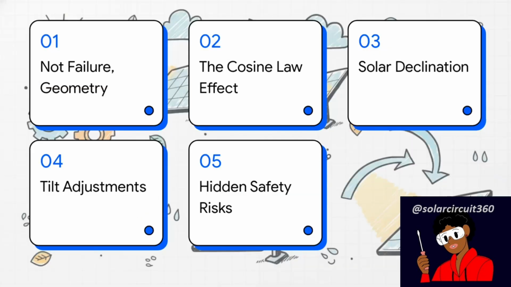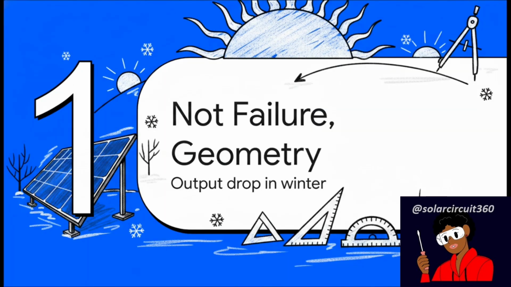So, here's our roadmap for today. We're going to kick things off with not failure, just geometry. Then we'll move into the cosine law effect, followed by Earth's solar declination. After that, we'll walk through step-by-step tilt adjustments, and we'll wrap up with something a lot of folks miss, hidden safety risks. All right, let's jump right into section 1.